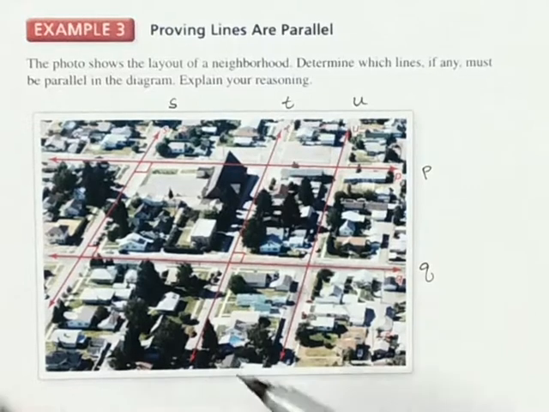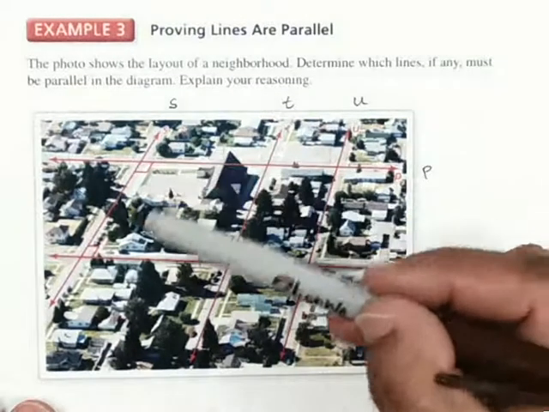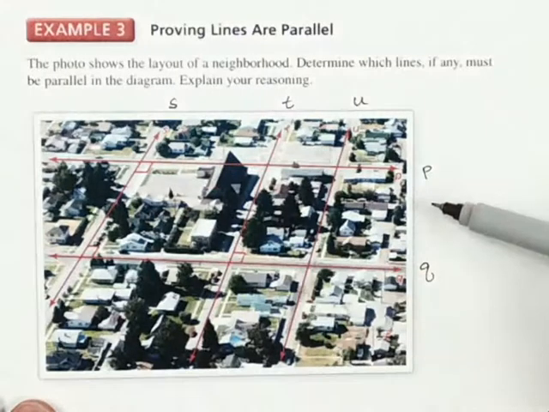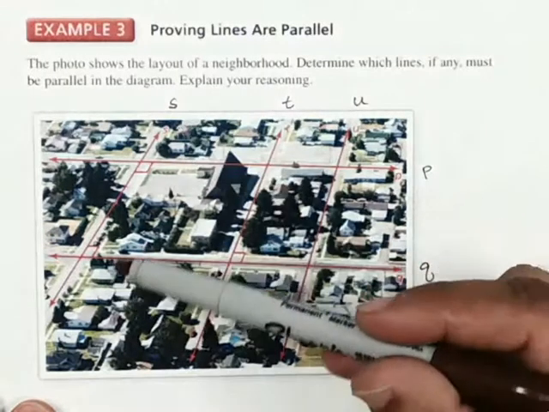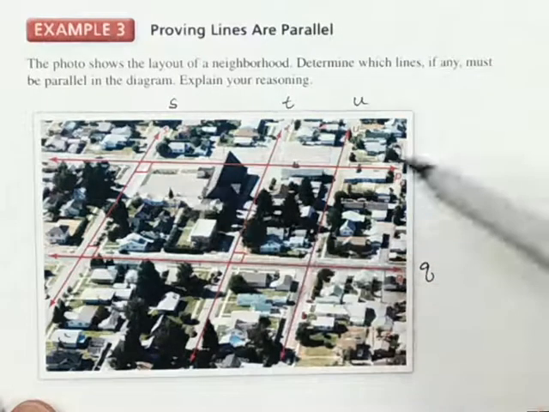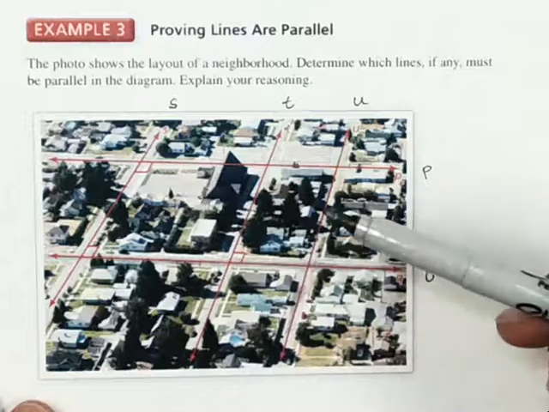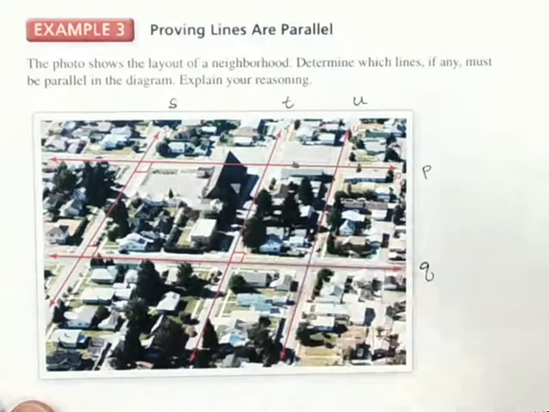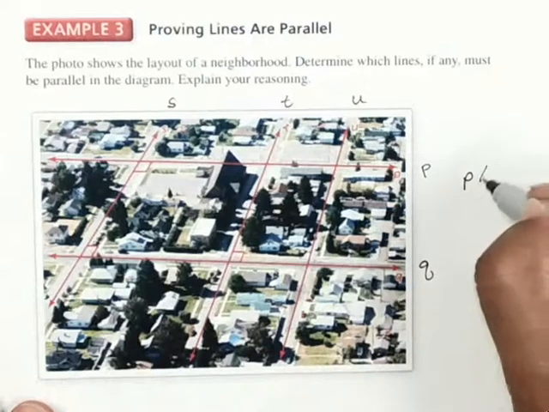Looking at this, I notice that these two streets right here, P and Q, intersect line S at 90 degrees. So because of that, both of these are intersecting at a right angle. That must mean that P is parallel to Q.